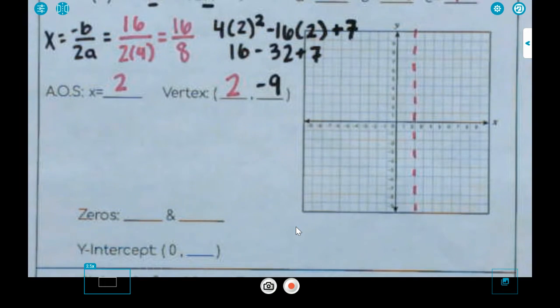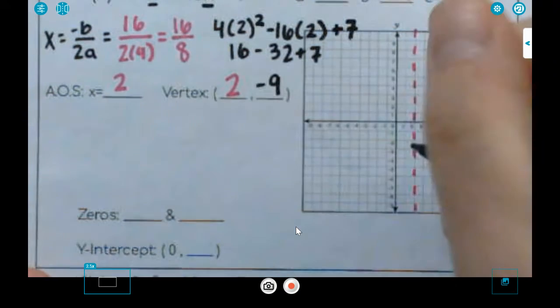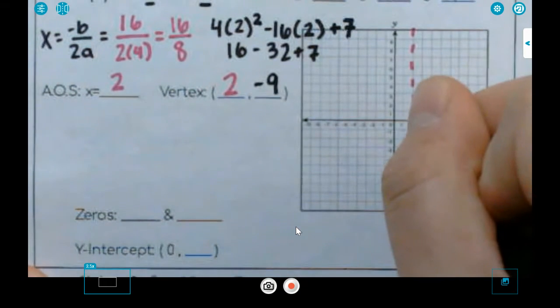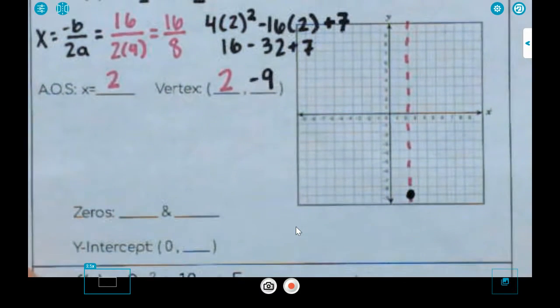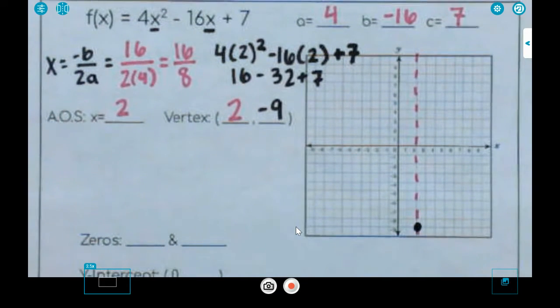Okay, so we are now going to graph the point 2, negative 9. So we're going to go over 2, down 9. Put a dot there. Before we flip back over, talk about how to find our zeros and then find our zeros, does anyone have any questions about finding our axis of symmetry?